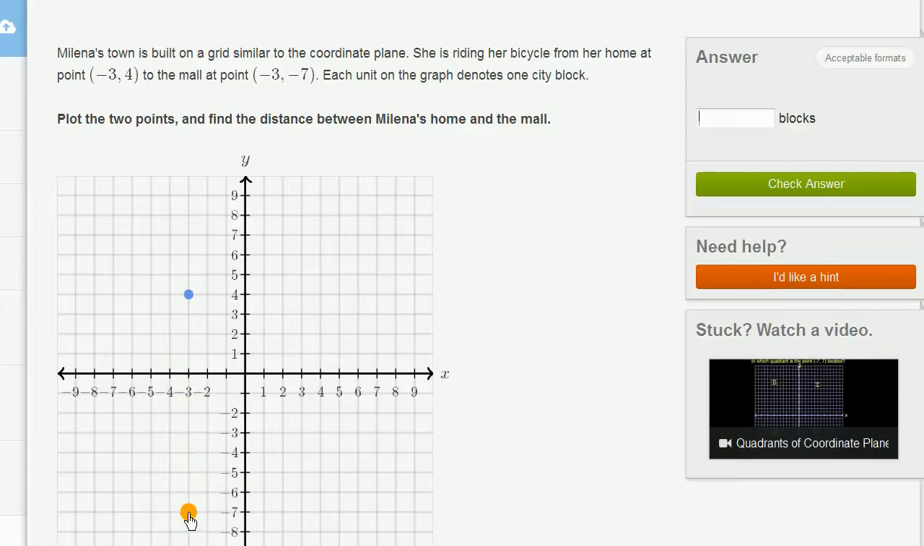Now we need to figure out the distance between her home and the mall. We could actually count it out, or we could just compute it. If we wanted to count it out, it's 1, 2, 3, 4, 5, 6, 7, 8, 9, 10, 11 blocks. So we could type that in.